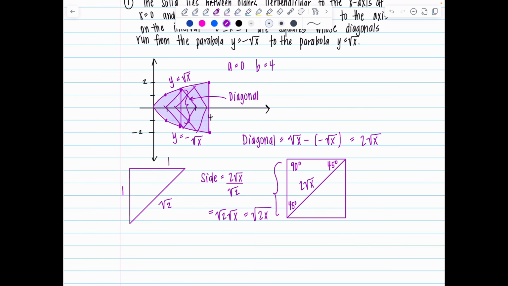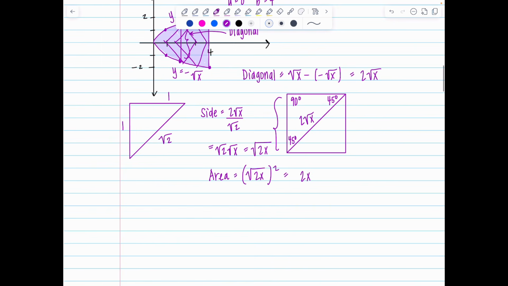Very good. So what would the area of the square be? It would be rad 2x squared, or just 2x. Okay, so you could say A of x is 2x. So then volume would be integral 0 to 4, that's a and b, 2x dx. And then from here it's smooth sailing, right? Just integrate 2x, which gives x squared, evaluated from 0 to 4. 4 squared minus 0 squared is 16. Bada bing, bada boom. Okay, good.